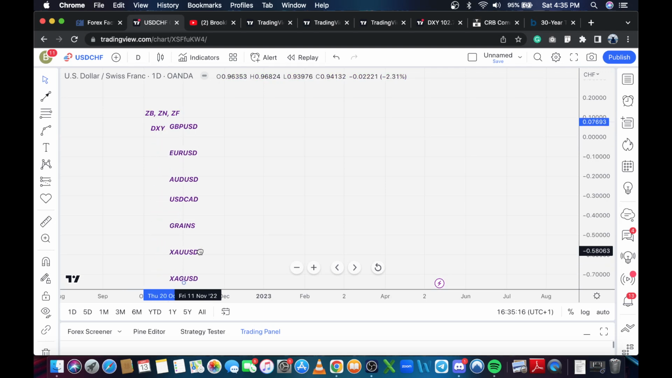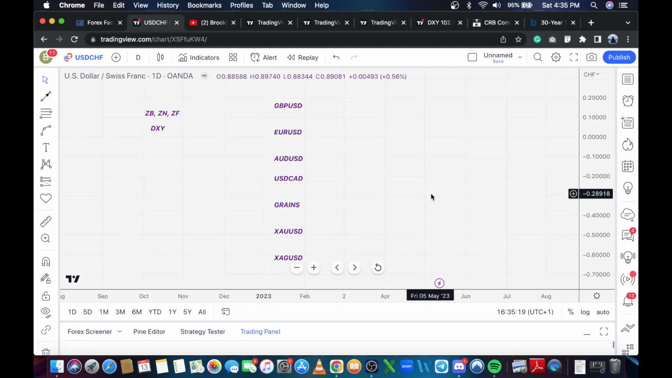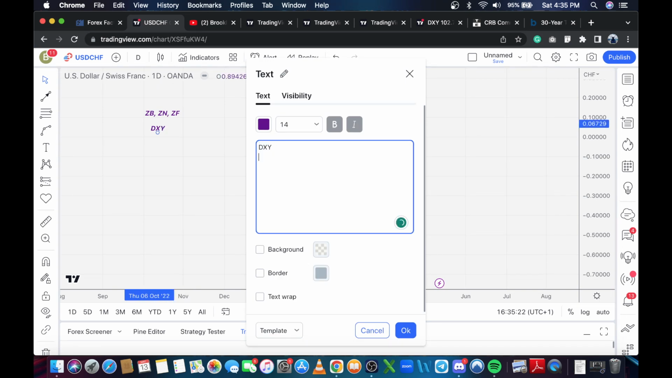Okay, so let's see if we can fit all of this here. Let's go to other asset classes. We have oil. Let's do US oil. We have S&P. Yes, let's do it this way. ES is S&P 500.